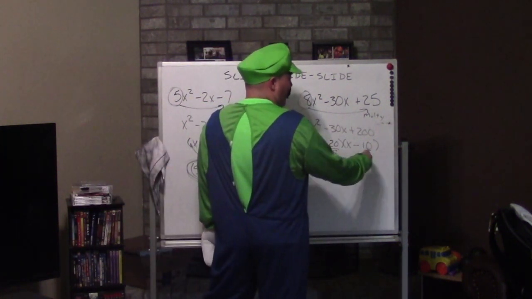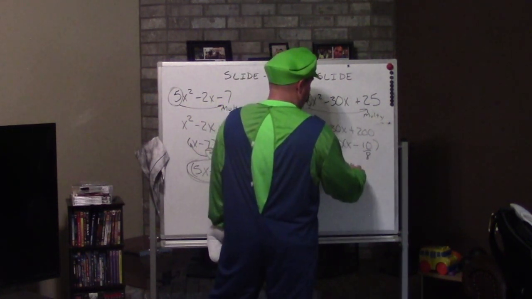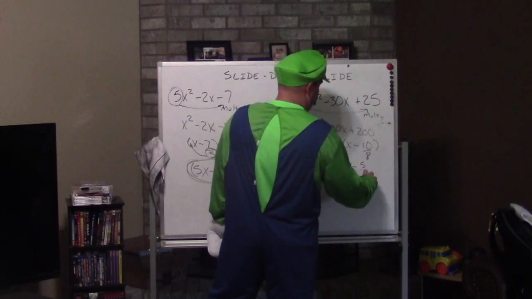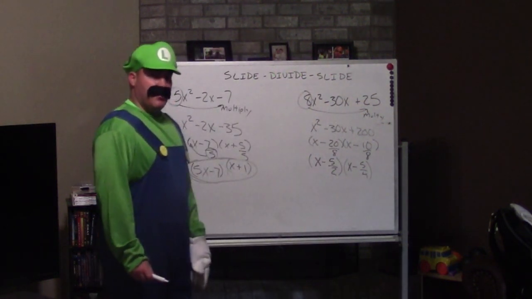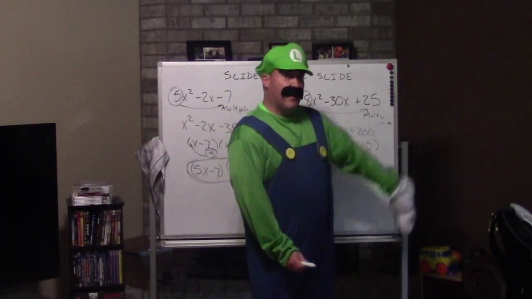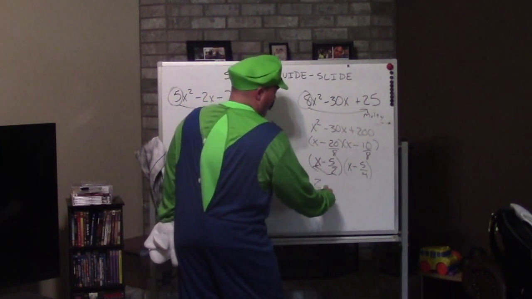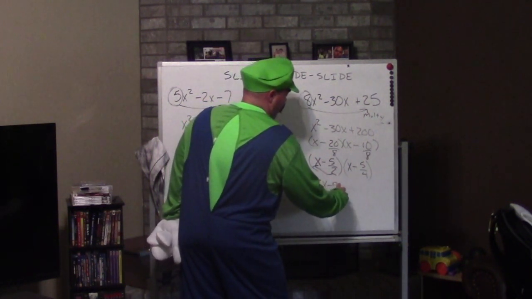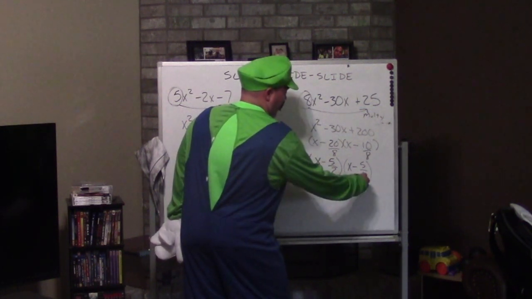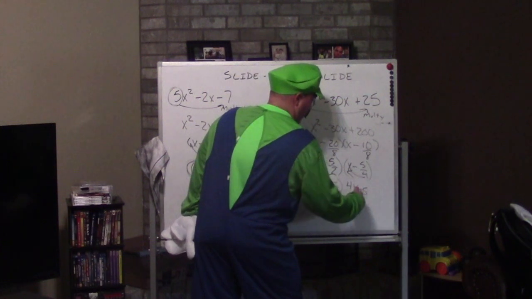Then over here, what goes into 10 and 8? 2 goes into 10 and 8. So this is x minus 5 over 4. Now that I have both those fractions reduced, they both still have a number on the bottom. So I'm going to slide that number back to the front. So 2x minus 5 and 4x minus 5.